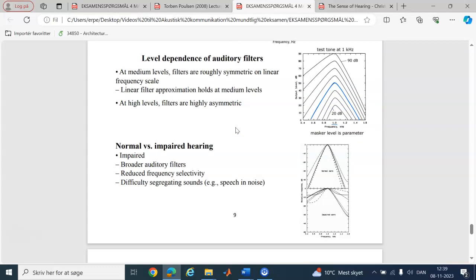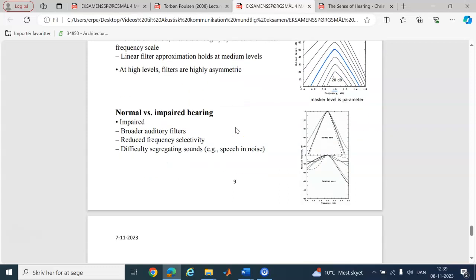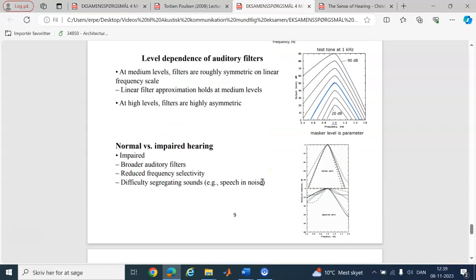Then we also have normal versus impaired hearing, which could be a little bit interesting for me. Impaired hearing has broader auditory filters and reduced frequency selectivity because of the broader auditory filters, and also difficulties to segregate sounds. That means difficulties with speech in noise.